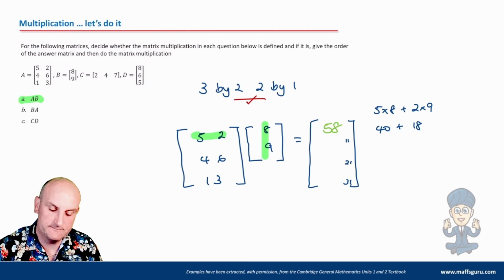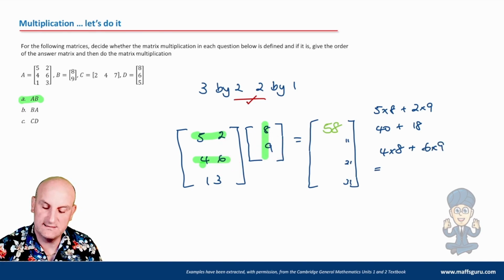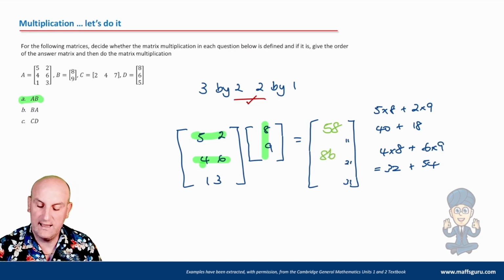Right, let's do the next one. Let's highlight. So what have we got? We've got the 4 and the 6 and the 8 and the 9. So the first number is the 4 and the 8. They pair together. So 4 times 8 plus, what have we got then? 6 times 9. So 4 8s are 8, 16, 32. 6 9s are 54. Add those together, it gives me a grand number of 86. So there we go, got 86.